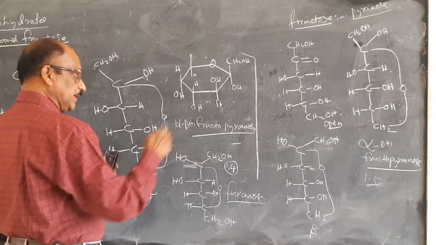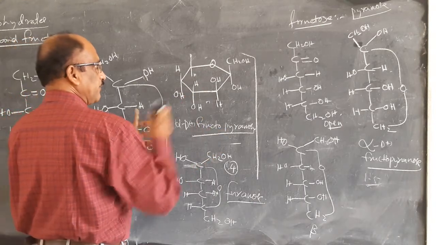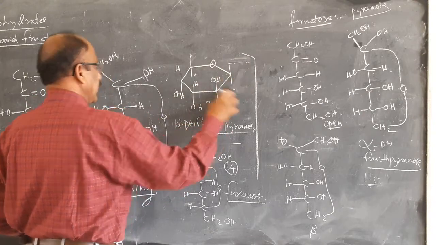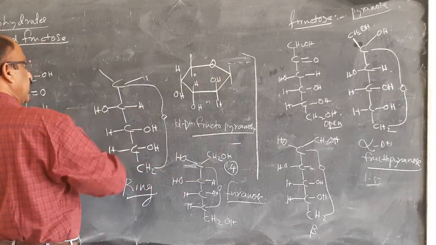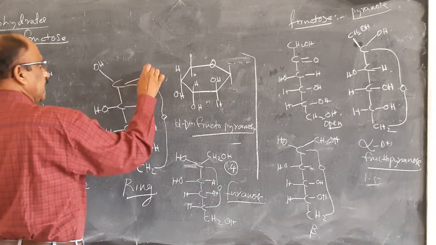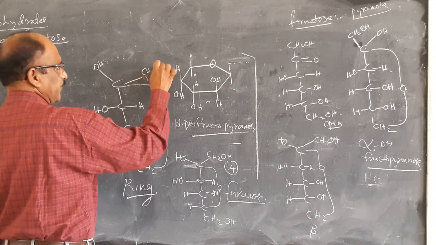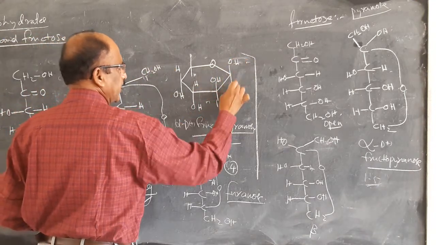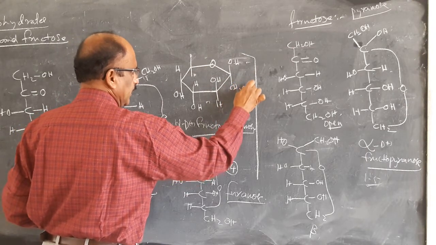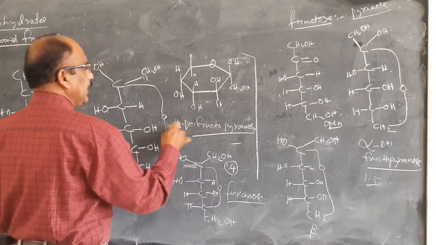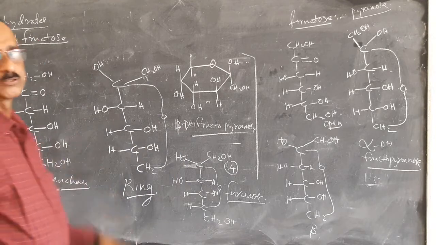Similarly, you can write beta D also. For beta D, the change is here only, and here only. This OH is here and CH2OH is there. If you put it like this, with the OH here and the CH2OH here, naturally it will become beta D plus fructopyranose.